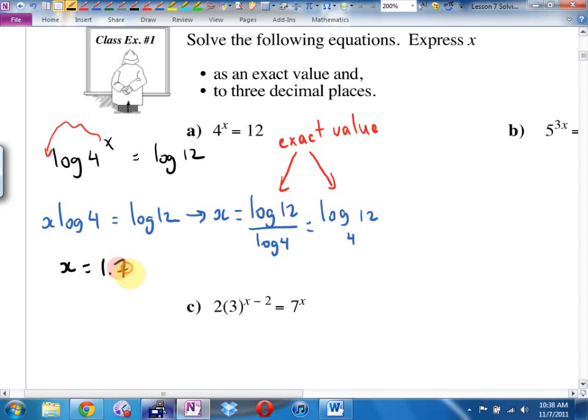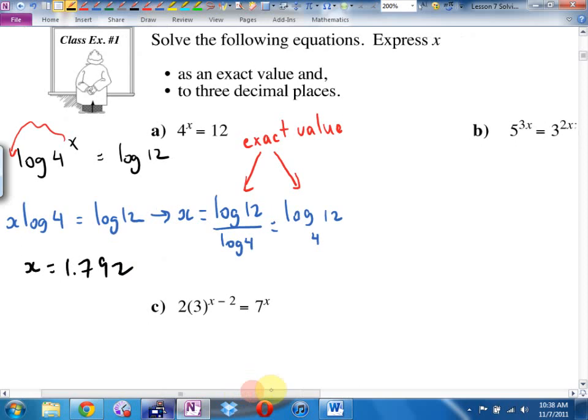How do I solve an exponential equation? Take the log of both sides. How do I know it's an exponential equation? The x is an exponent. You're really going to get something much more like question B on your test, not question A. A, too easy.